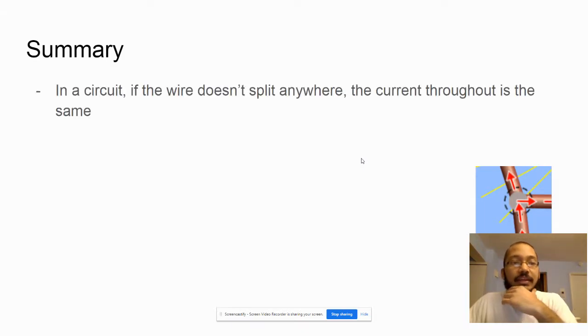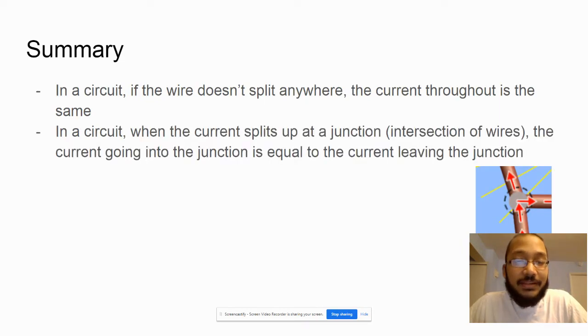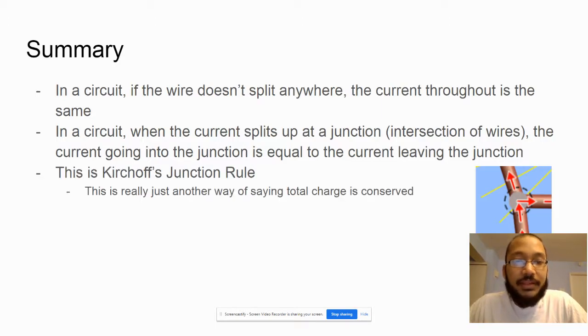In summary, if the wire doesn't split anywhere, like we saw in the series case, when it's just one after another on the same loop, then the current throughout is the same. But if there is a split, then the current going into the junction is equal to the sum of the current going out of the junction. We call it the junction rule, and it's really just a way of saying that the total charge is conserved.